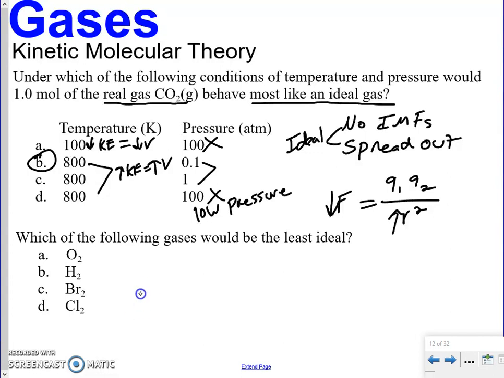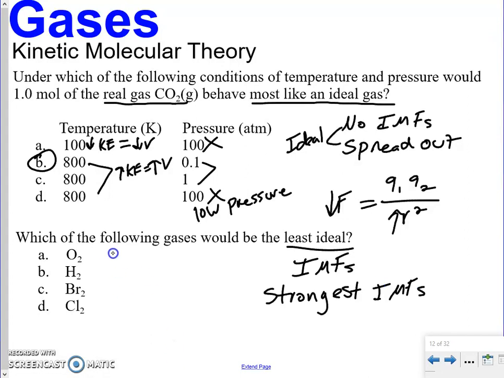Okay, next one. Which of the following gases would be the least ideal? Well, what makes a gas least ideal? Really, it comes down to, with no pressure or temperature to look for here, IMFs. So what you're looking for here is something with the strongest IMFs. Well, if we go through and draw our Lewis dot structure for all of these guys, notice what we're going to get.